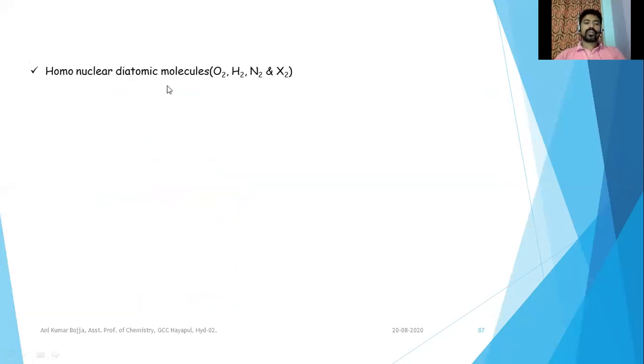See, homonuclear diatomic molecules: oxygen, hydrogen, nitrogen, and the halogens. In the case of halogens, you can take fluorine, chlorine, bromine, iodine. So these elements are homonuclear diatomic molecules. They are the oxygen element, hydrogen element, nitrogen element, chlorine element, fluorine element, bromine, and iodine elements.